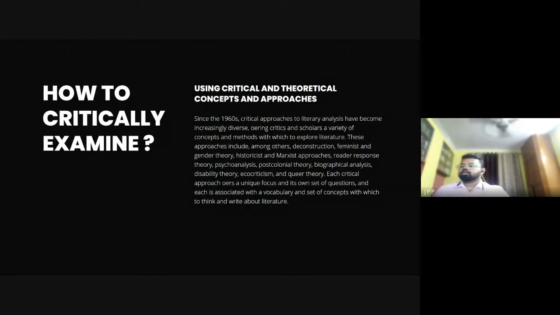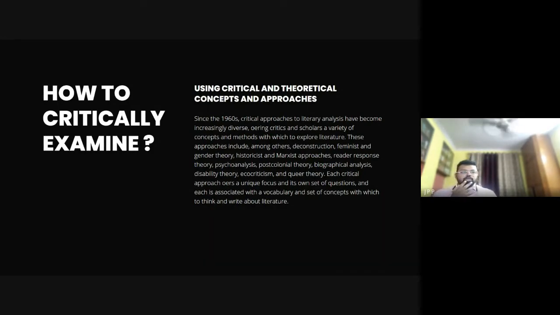Finally, using critical and theoretical concepts and approaches. Now, since the 1960s, we have something called literary theory, right? These are certain approaches that you might have heard of already, which include deconstruction, feminist and gender theory, historicist and Marxist approaches, reader response theories, psychoanalysis, post-colonial theory, biographical analysis, disability theory, eco-criticism, and queer theory. Each critical theory approach is unique. It offers a unique focus and its own set of questions, and each is associated with a vocabulary and a set of concepts which we are to think about while writing about literature.